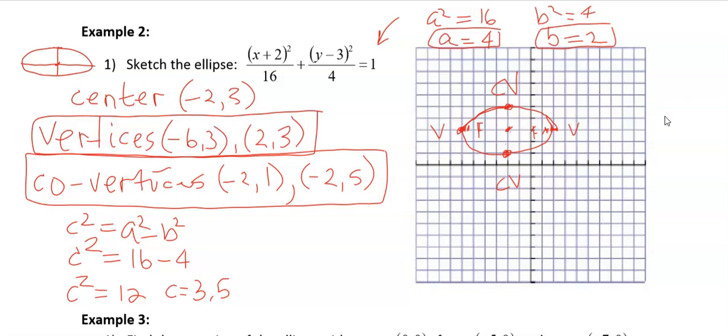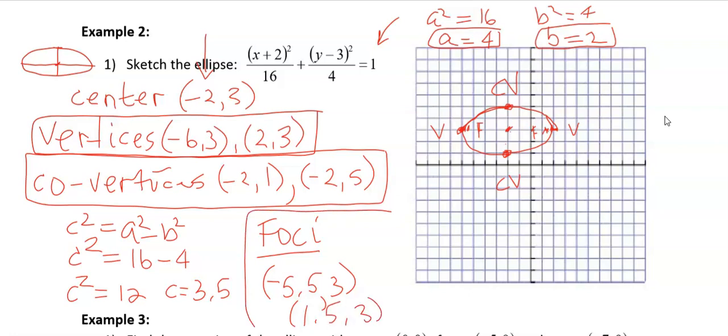But there's your graph. And if you wanted to write down the coordinates of the foci, remember now you moved 3.5 left and 3.5 right from that center, right? And the center, remember, was at -2. So if you go 3.5 blocks to the left, you'll get negative approximately 5.5 and 3. And the other one, if I go 3.5 blocks to the right, you're going to end up with about positive 1.5 and 3. So there's your two foci.